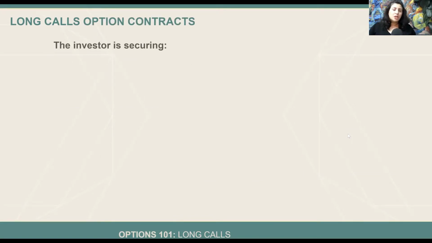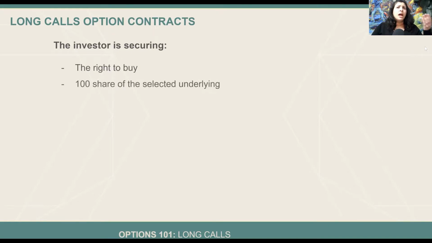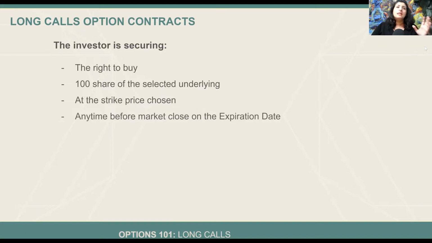So the options contract, which often people get confused about because you're not actually buying the underlying thing, the underlying stock or index. You're buying a contract, and that contract gives you the right to buy 100 shares of the selected underlying at the strike price that you choose anytime before the market closes on expiration.